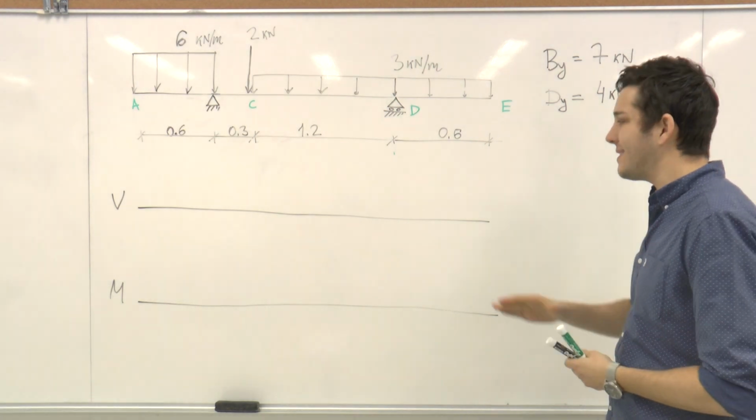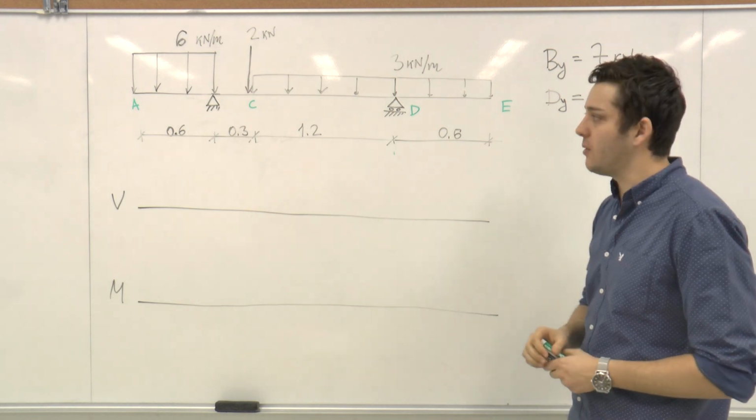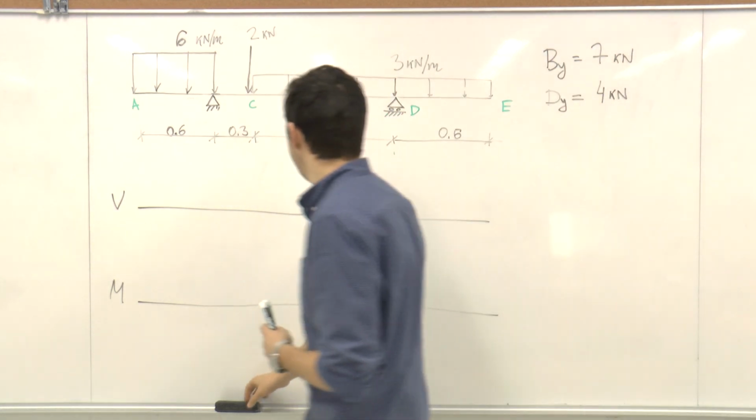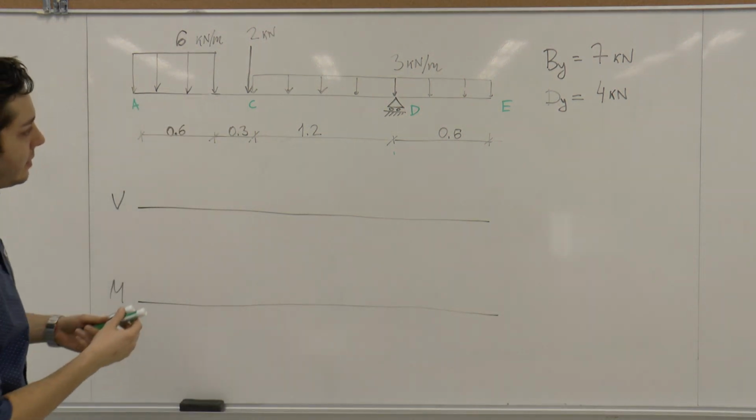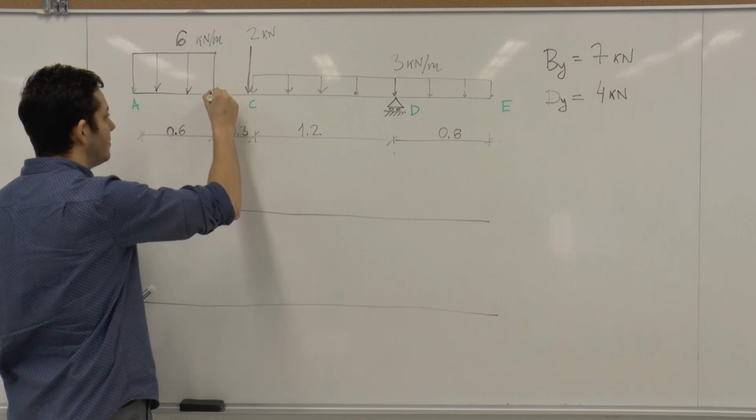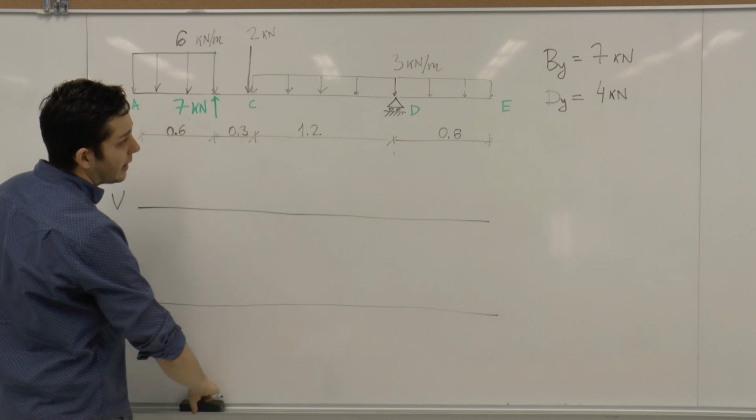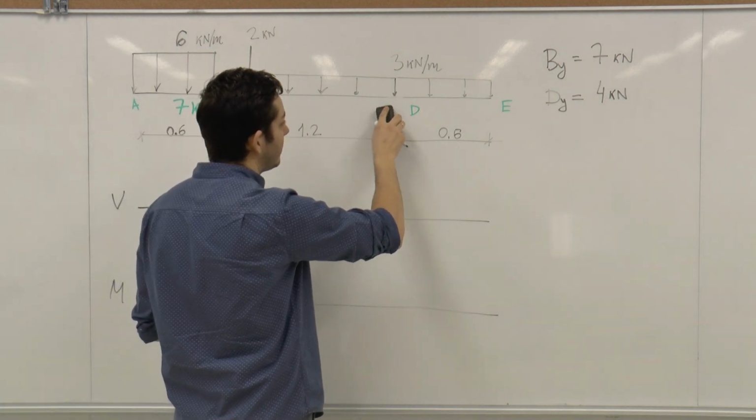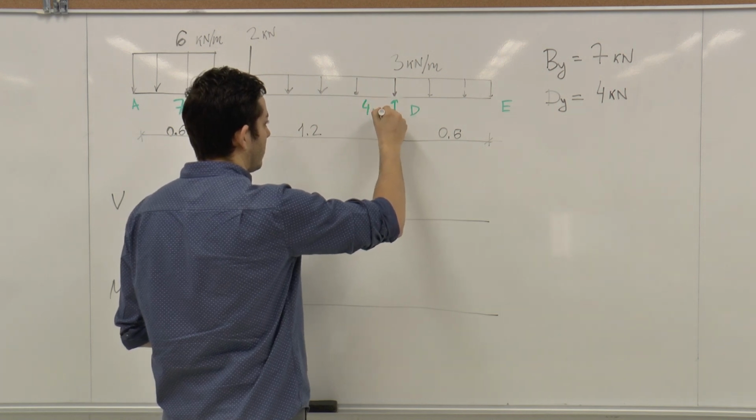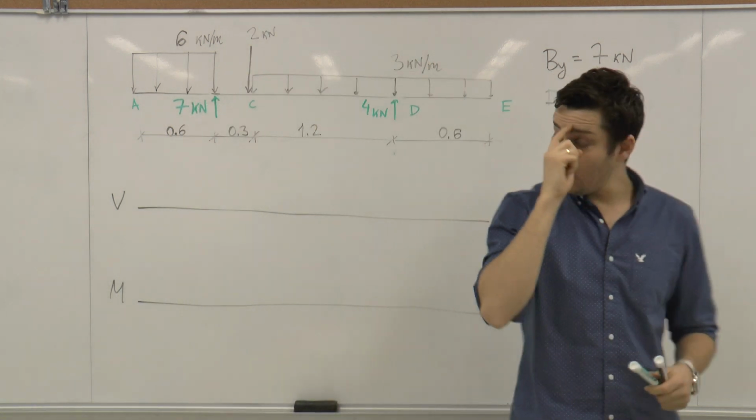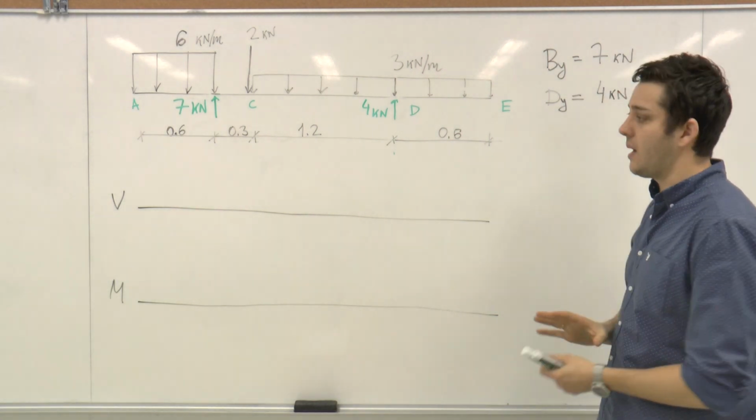Next step, always above the shear diagram, you must show the free body diagram of the beam. Let's replace the support by the force acting at point B, 7 kilonewtons, and the force at point D, 4 kilonewtons. Great. Now we have the free body diagram above the shear diagram. We can start our solution.